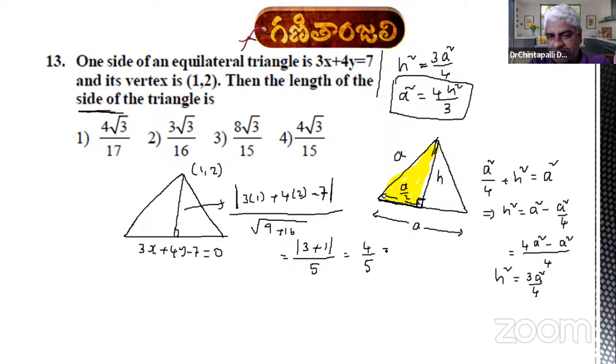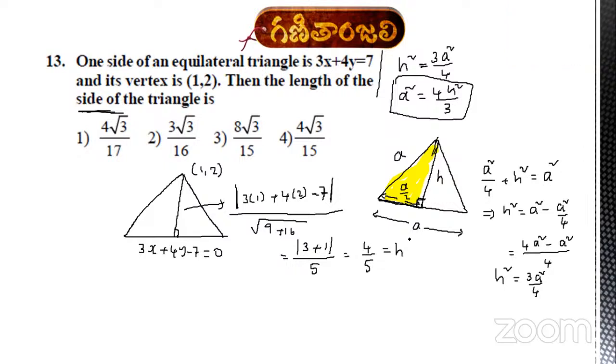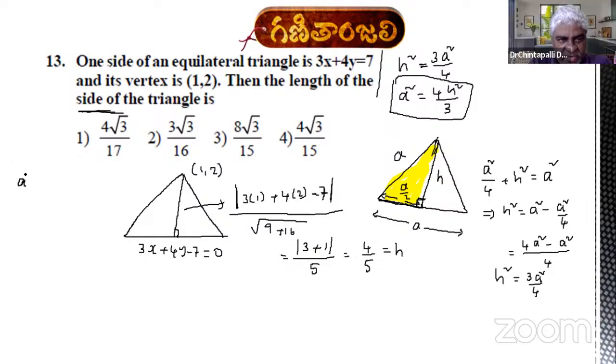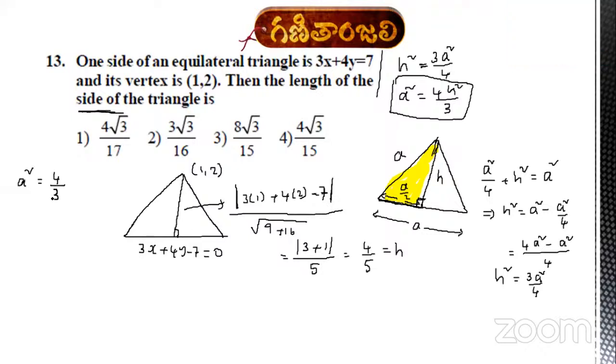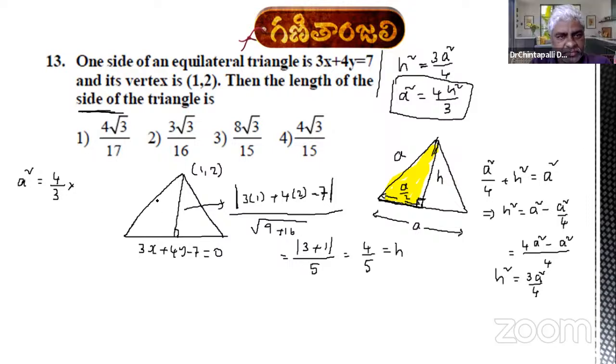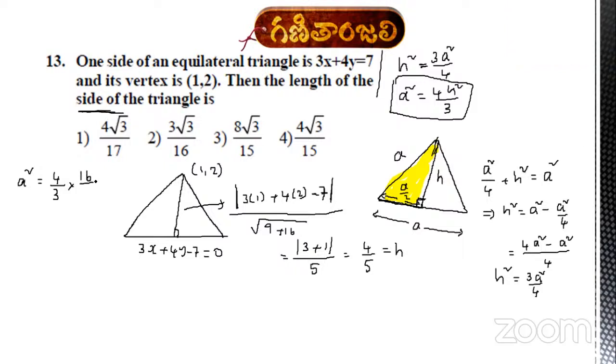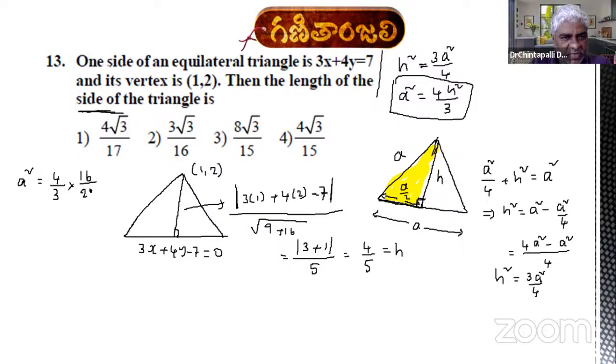4 by 5, right? Yes, sir. That is h. Now, which formula is used? h square is equal to 3a square by 4, or a square is equal to 4h square by 3. A square equals 4h square by 3. Now, a square is equal to 4 by 3 into h square, right? Yes, sir. What is h? 4 by 5. h square means 16 over 25, right?